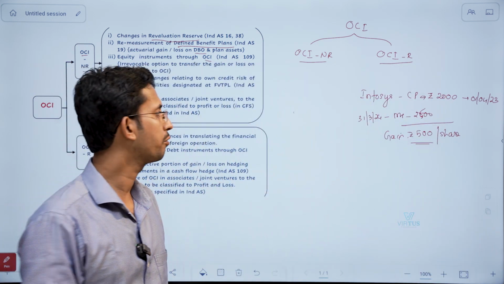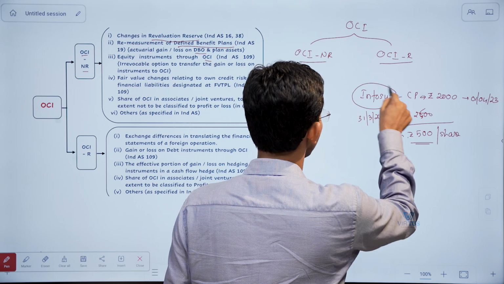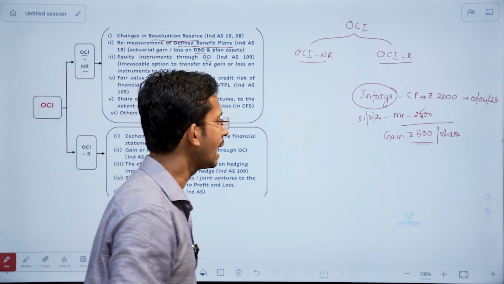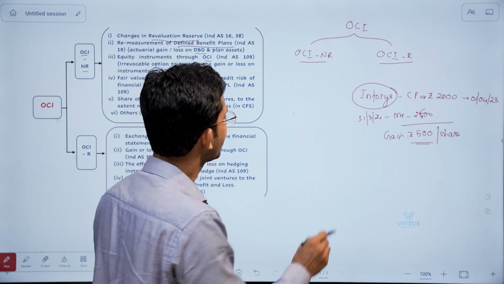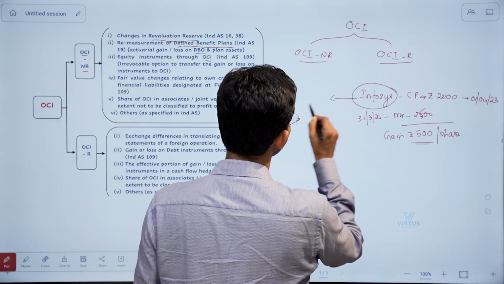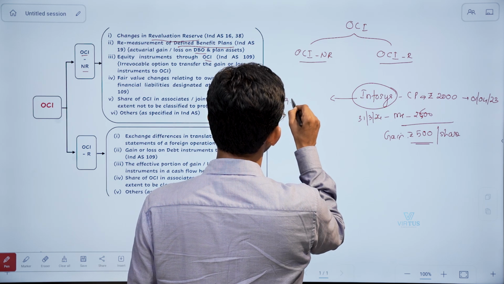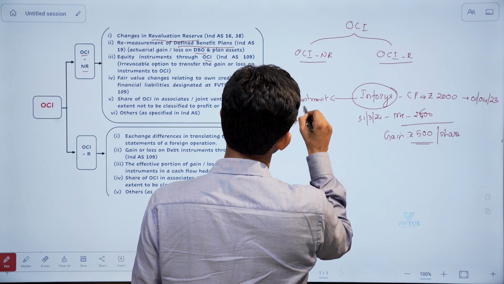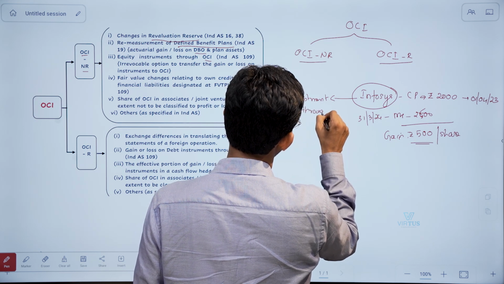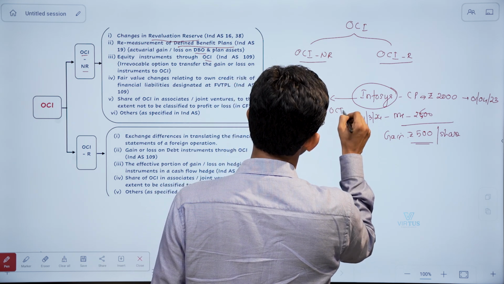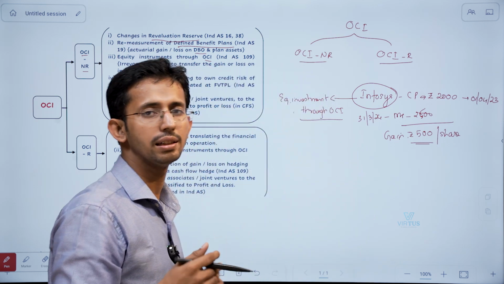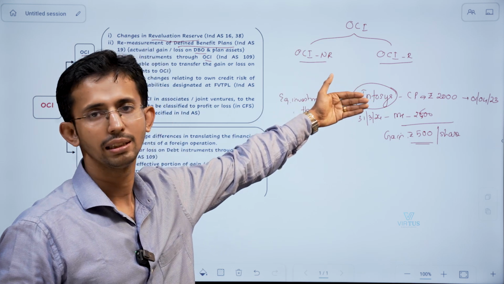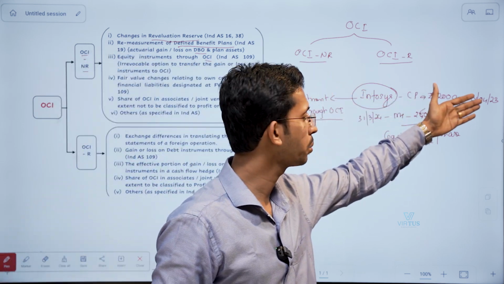Now for that we have to see what is the accounting of this Infosys investment. We will learn about that in detail when we take up IND AS 109. But for the time being, keep in mind, you can designate this Infosys investment as an equity investment through OCI. Okay, and this designation is irrevocable. Once you designate, you can't change this designation, and it has to be done at the time of inception, that is making the investment, that is on 1/4/2023.